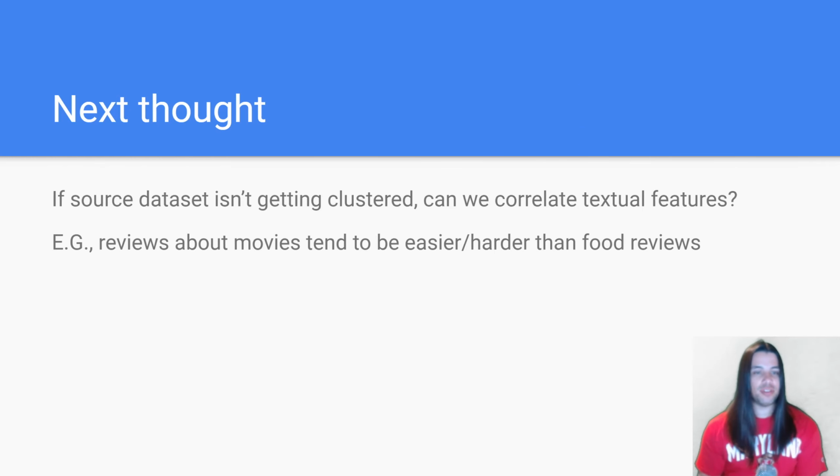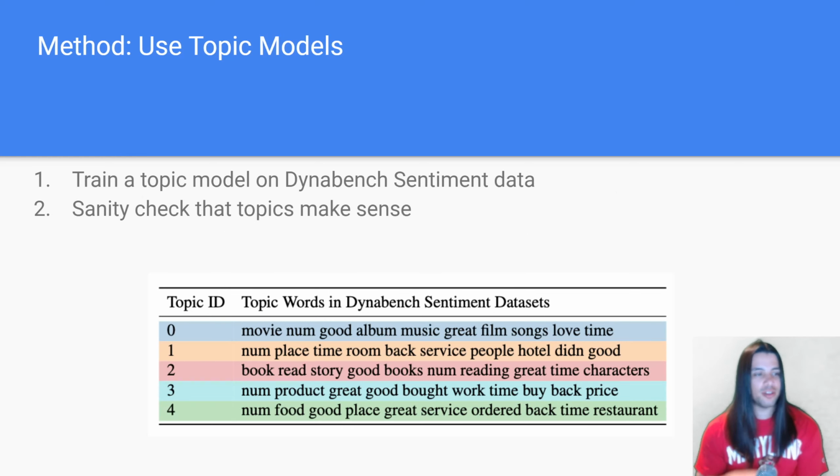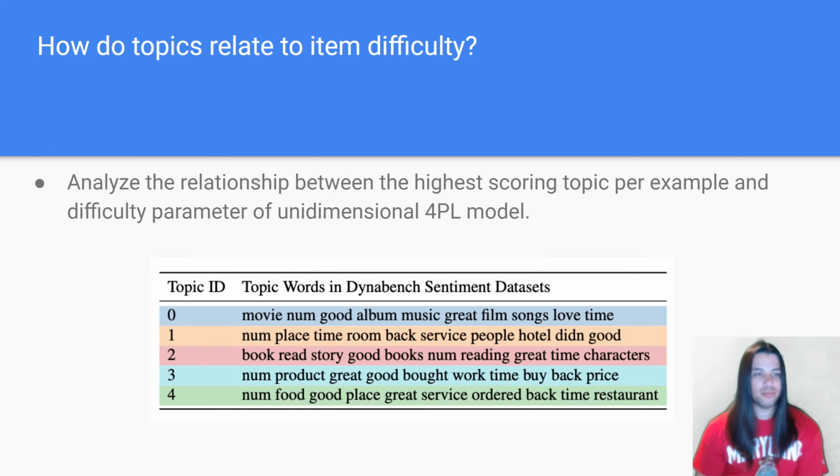So the next thought, if the source dataset isn't getting clustered, can we correlate to other features instead? So for example, if reviews tend to be about movies, perhaps those tend to be easier or harder or clustered together. So the method that we tried first is we take topic models, so train a topic model on Dynabench sentiment data, and then sanity check that the topics make sense. So these are the topics in our paper. One's about books, one's about movies, one's about food, and these are pretty sensible.